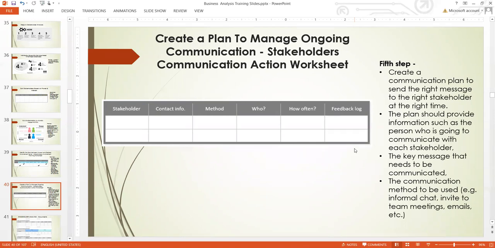This we will use for ongoing planning and managing your stakeholder management. Because stakeholder management is not a one-off thing. You can't say, I've done my stakeholder management at the beginning, I don't need to do it. You keep doing it. You keep collaborating with them. So it's an ongoing activity till the project comes to an end.